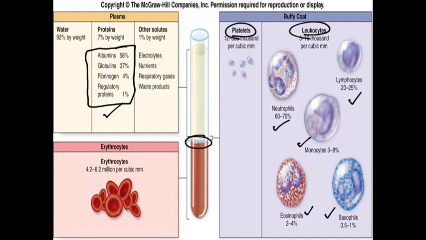And then in the bottom, you find the erythrocytes. I just want to point out the number of cells here. This is pretty mind-boggling. It's saying that there's 4.2 to 6.2 million red blood cells per cubic millimeter. So what is a cubic millimeter? Imagine a little box, right? Little cube. And each of those sides is 1 millimeter in size. So we're talking about a very, very small little cube.